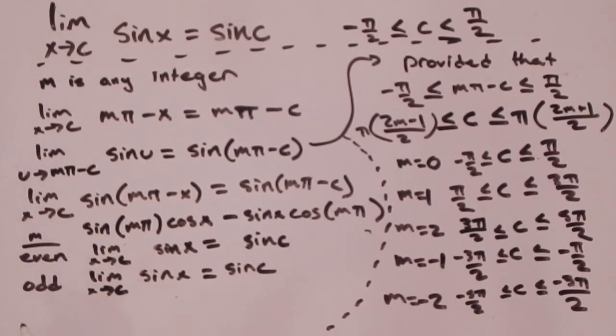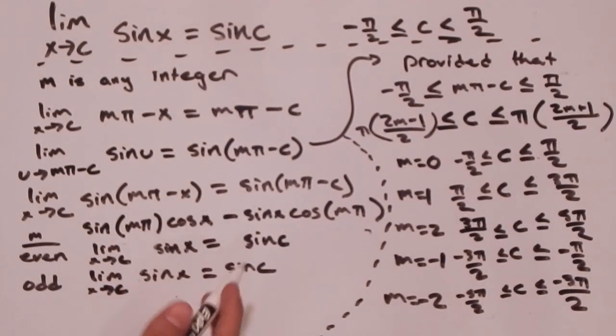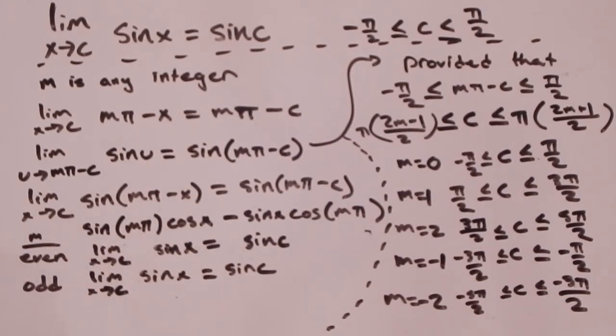And that's how you prove that the limit as x approaches c of sine of x is equal to sine of c for all values of c, all the way from negative infinity to positive infinity, or in other words, all values in the domain of sine of x.